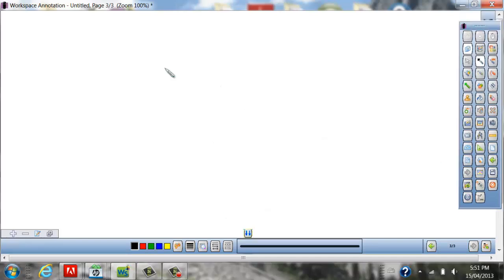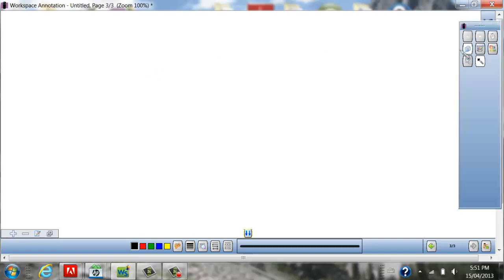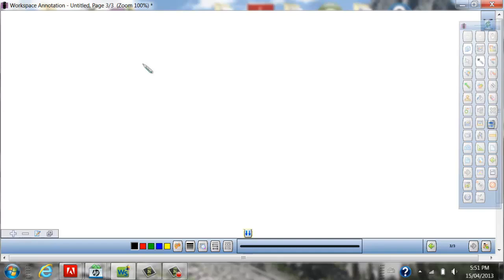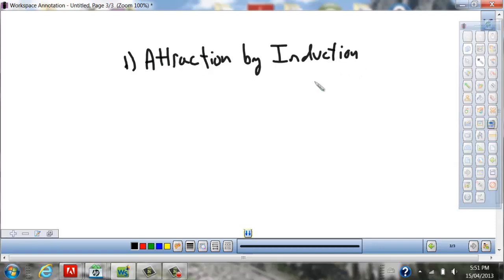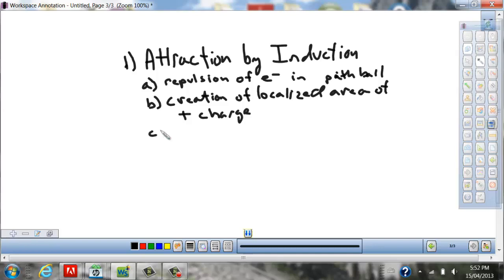So the phenomena we just observed can be explained in 4 steps. The first we could summarize by calling attraction by induction, which involves initially repulsion of the electrons in the pith ball, which leads to the creation of a localized area of positive charge, and finally attraction of the pith ball to the rod.